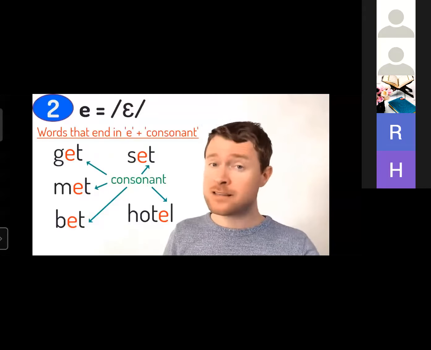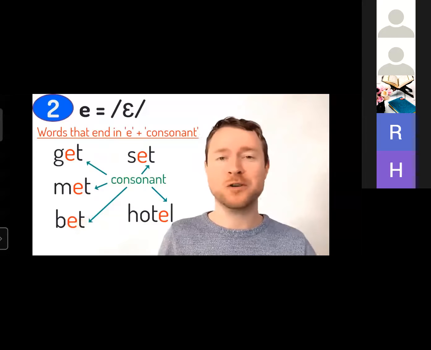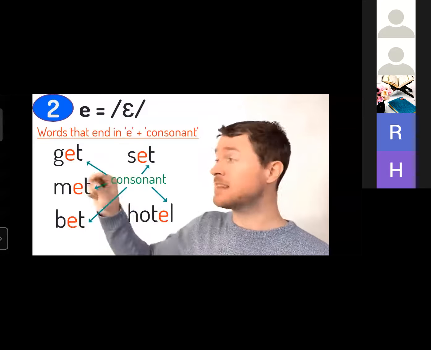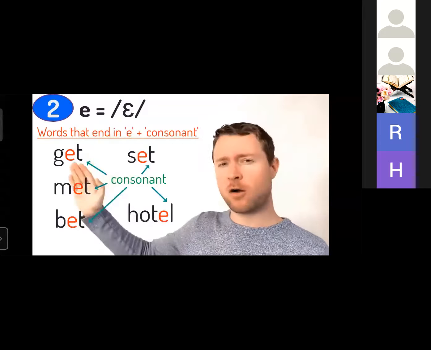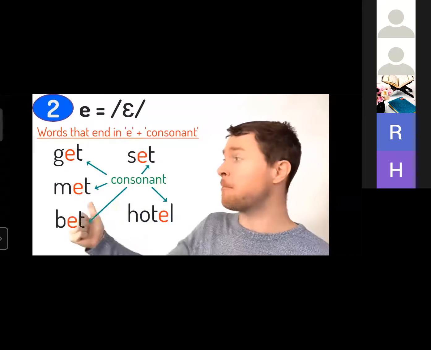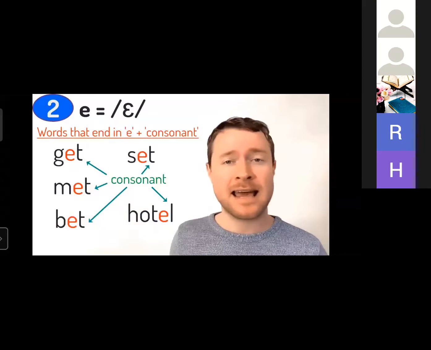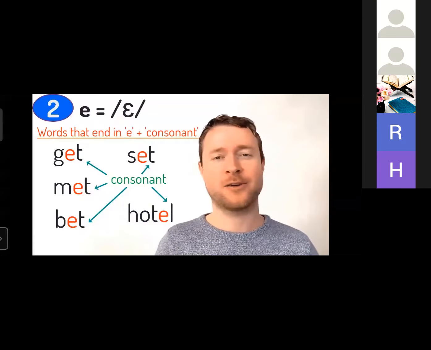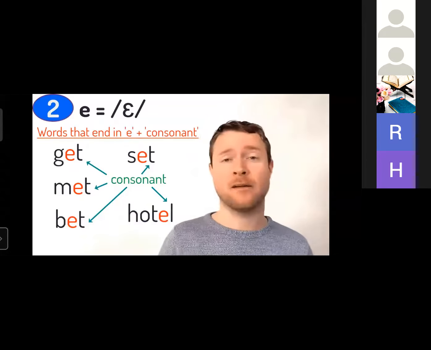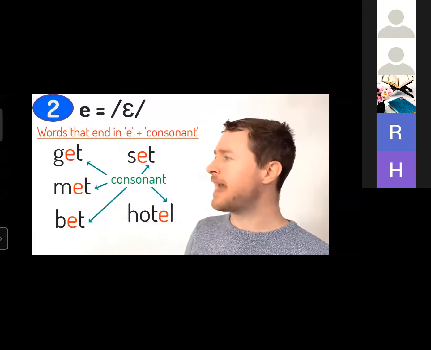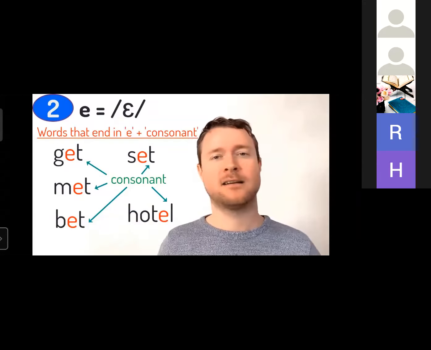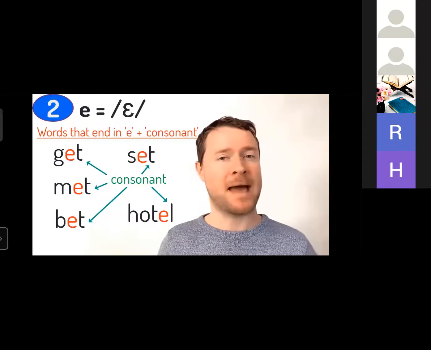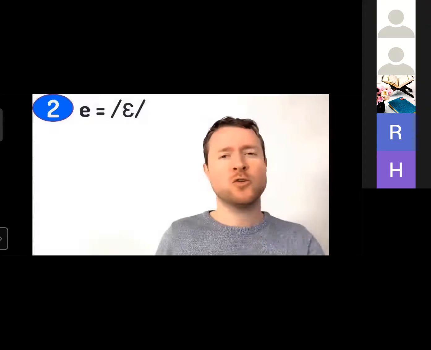Okay, there are exceptions to this rule too, of course, in English, but a good rule to remember is that if you see the letter E followed by a consonant and it's at the end of a word, especially short words like bet, met, set and let, it's usually pronounced E. Okay, practice with me. Hotel. Get. Set. Met. Okay, well done.